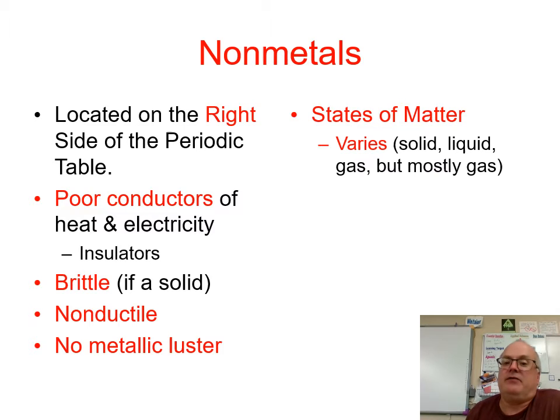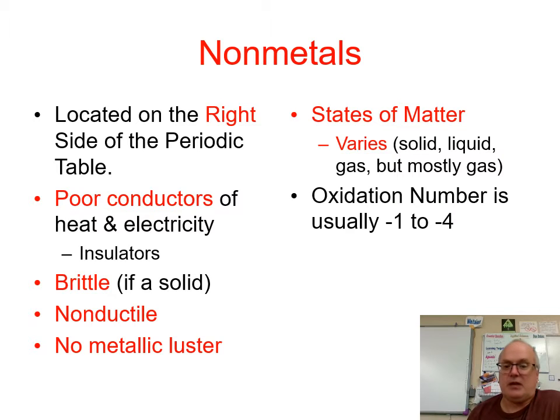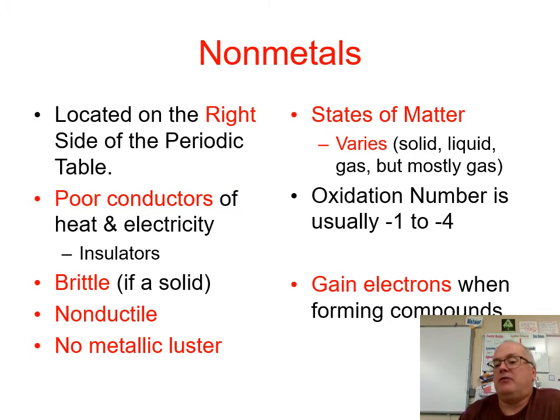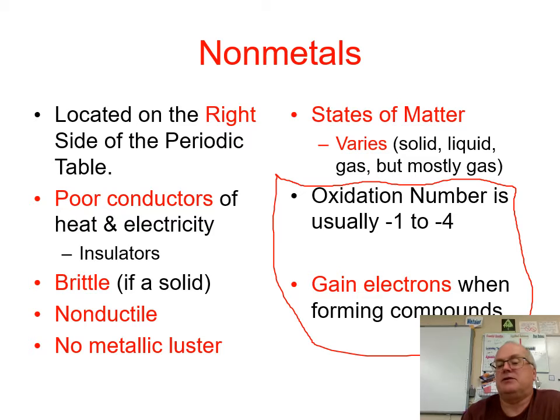Their state of matter varies. Some are solid, some are liquid, but most of them are gases. It just varies, and you have to memorize which element is which. Their oxidation number can be anywhere from -1 to -4. And when they form compounds, they're going to gain electrons. These two bits of information are just for reference right now, but we'll come back and visit what an oxidation number is and what happens when elements join to form compounds in a future unit coming up.